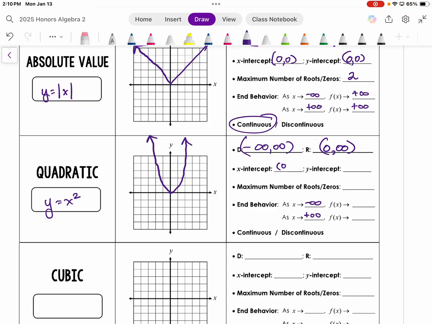X-intercept, again, the origin. The y-intercept is the origin for the parent function. What's the maximum number of roots or zeros? Yeah, 2 again for this one. Imagine us shifting this down, and then all of a sudden I touch the x-axis twice. And end behavior on this one is identical. Whatever one side is doing, the other side is doing the same thing, because both sides have the touchdown symbol. I've got both pointing up to the sky. And again, this is continuous.